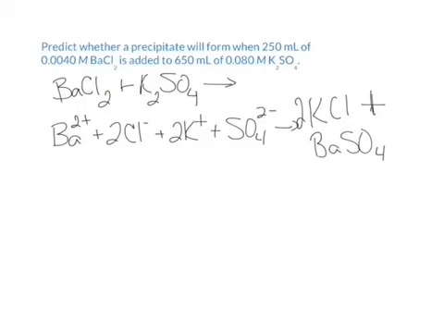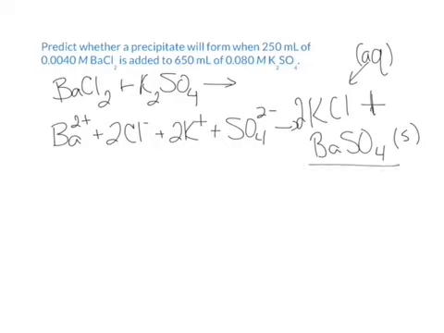So this is when you would actually look back at your solubility guidelines to see which one would likely come out of solution. That is, which one is insoluble in water. KCl is most definitely soluble in water, so it would remain in solution as its constituent ions. Barium sulfate, though, ends up being the solid that you would potentially form.